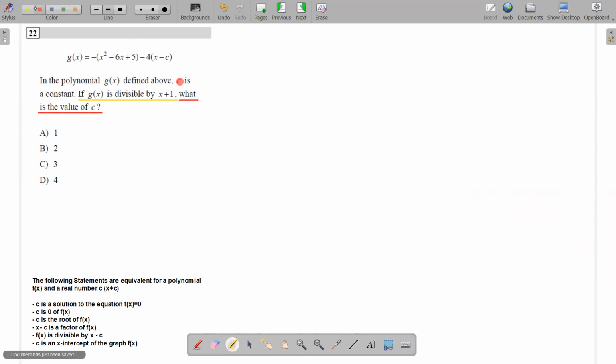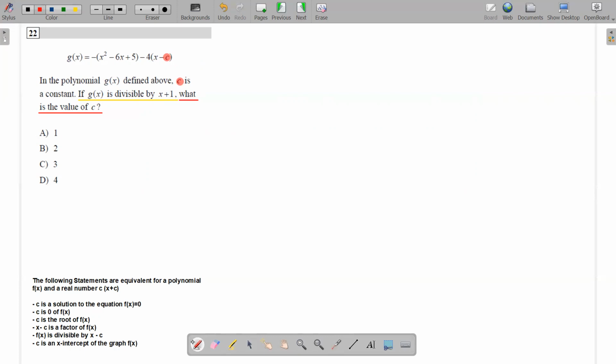Now, the question is asking us to find c. We got a problem. The problem is the following. On the function given, we have too many variables, x, g of x, and c. It's tough to solve it without having a coordinate for that function. However, here the question is telling us that g of x is divisible by x plus 1. What can we do for that?